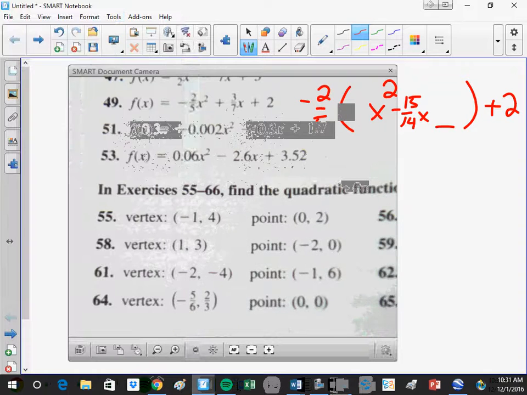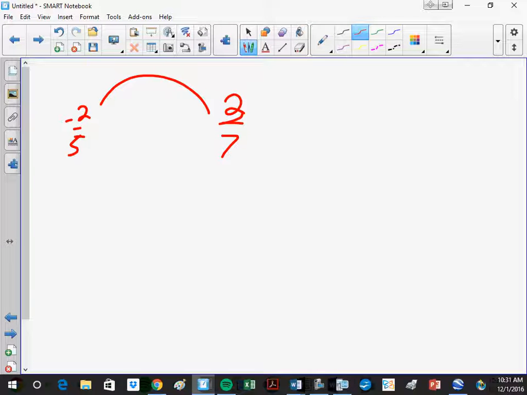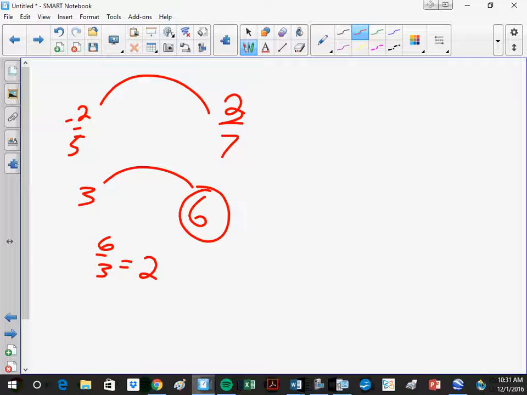All right, so I have 3/7, and I want to pull out a negative 2/5. So if I had a 6 and I wanted to pull out a 3, I would just do 6 divided by 3 is 2, and this number would turn into a 2. So whatever you pull out, you just divide. So that original 3/7 is going to be divided by negative 2/5.